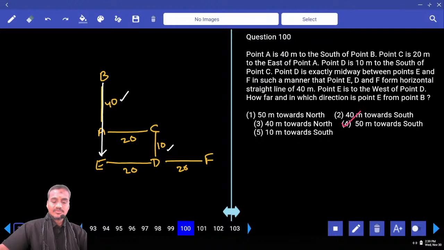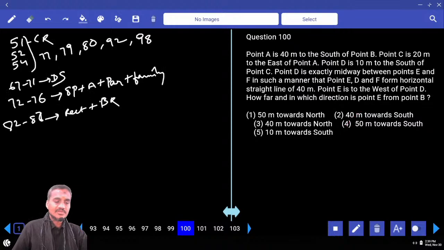Clear? Now this is about the questions that fall under the first priority. Then remaining questions, tell me how many questions we have left here. Critical reasoning has 8 questions, DS there are some 5 questions, and the remaining 10 questions are puzzles.